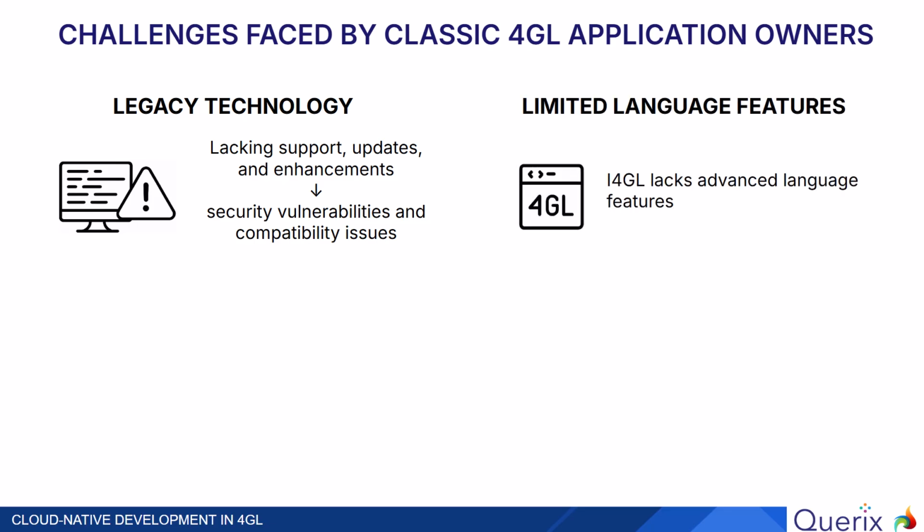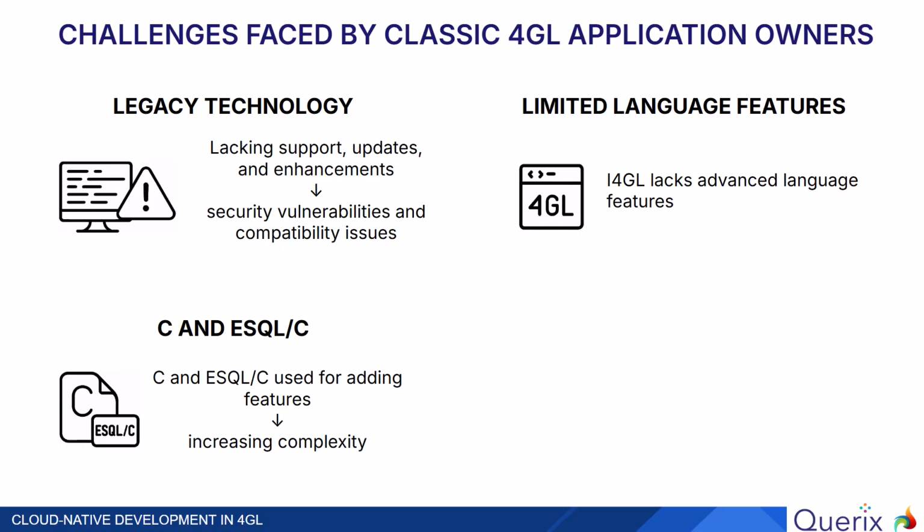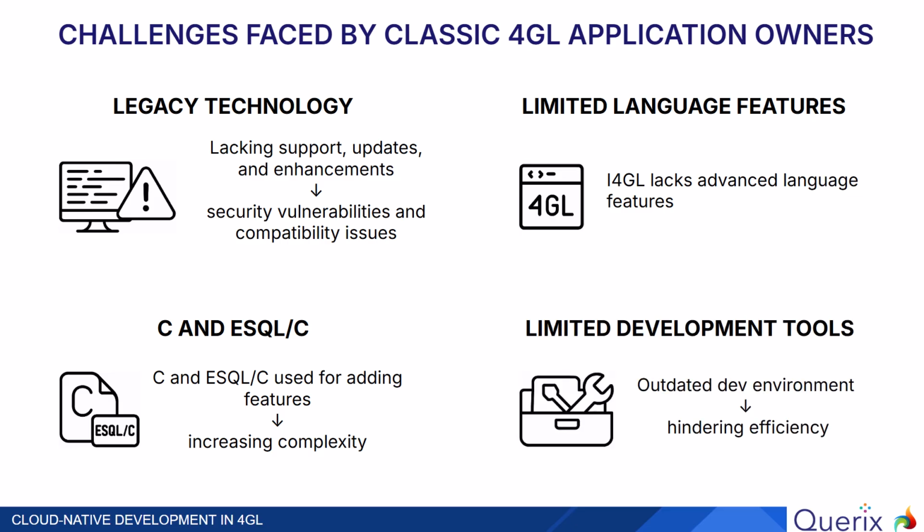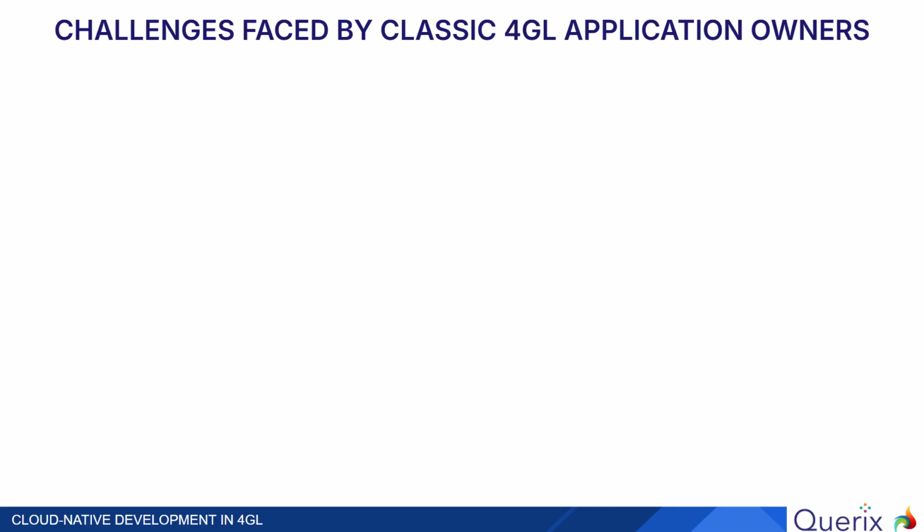Informix 4GL lacks advanced language features, and adding new features relies on the knowledge of C and ESQL-C. That increases the complexity of extending the language. Additionally, the outdated development environment with limited tools impairs efficiency. In 2025, all applications must follow best practices in both development and user experience. Here lies the subset of limitations of classic 4GL.